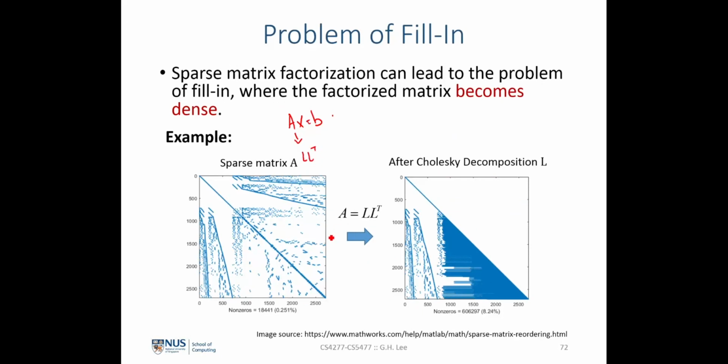But more often than not, given a sparse matrix A, by simply naively doing a Cholesky decomposition on the sparse matrix A, we will end up with a lower triangular matrix that is much denser than the original sparse matrix itself. And this would not be good because we will end up taking more time in solving the equation in the back substitution steps.